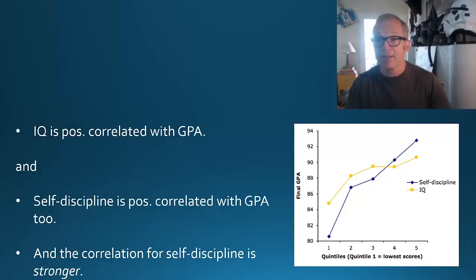The blue line is self-discipline. That is to say, if you have self-discipline, the odds of you getting a high GPA are better than if you have high IQ. It's a stronger, more substantial, more robust correlation between those two. Now, I'll let you work out the details on how to plan accordingly, how to work accordingly, but there's a couple of positive correlations that help us understand what's going on.